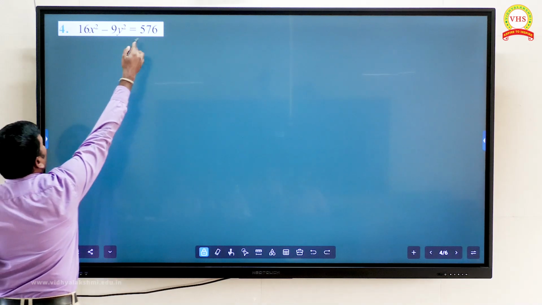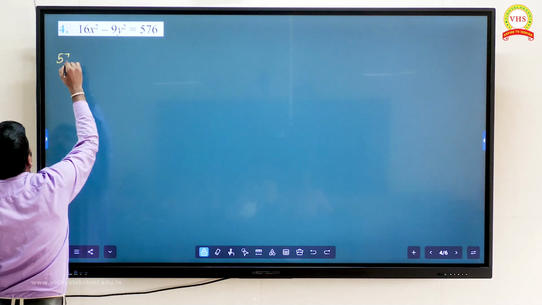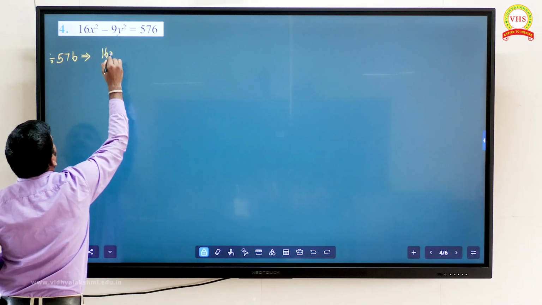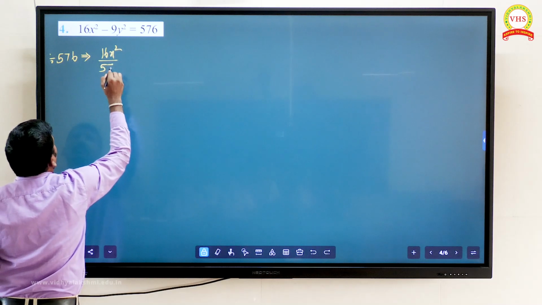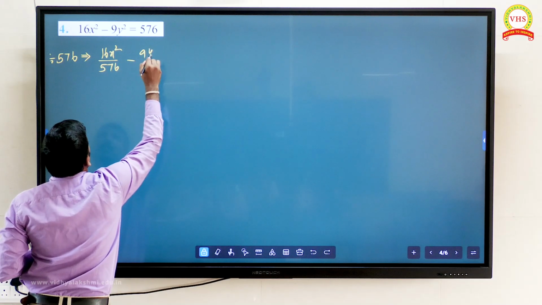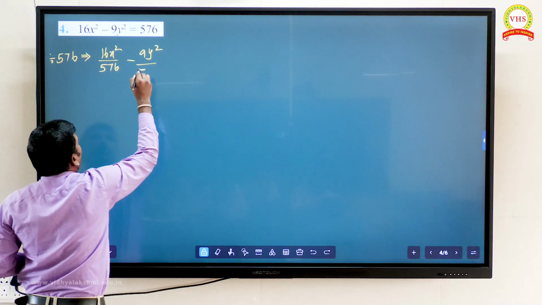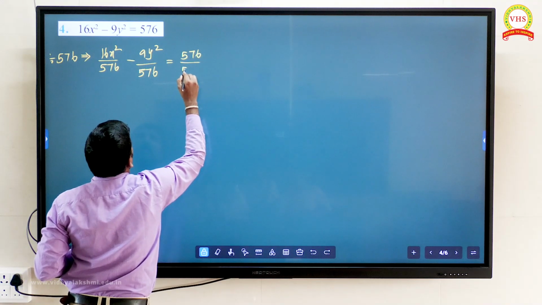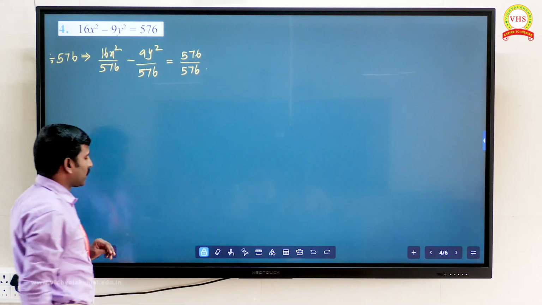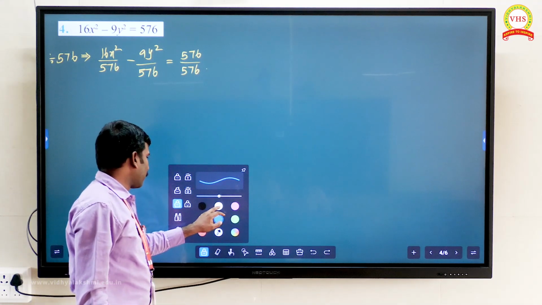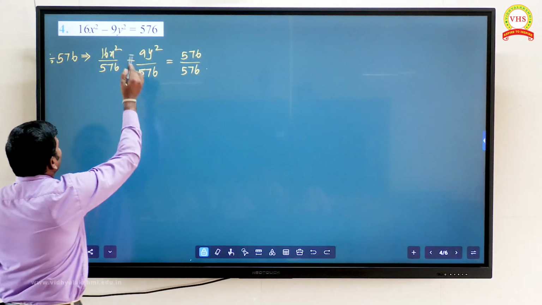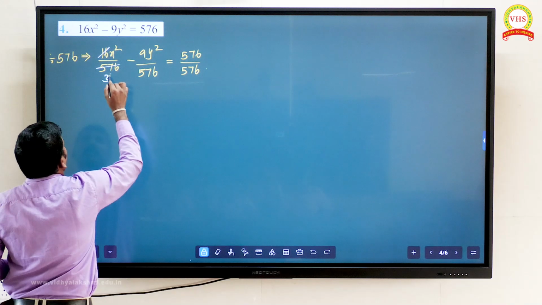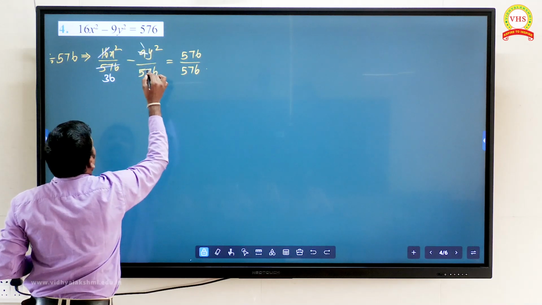So I want to divide by the same number I have on the right side, which is 576. I'm going to divide by 576 on both sides. So what I'm getting is 16x square by 576 minus 9y square divided by 576, which equals 576 divided by 576. Now it is possible to cancel. Now 16, how many times does 16 go into 576, children? 36, Raja, 36 times. And for 9, how many times?